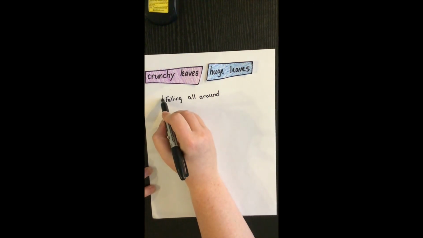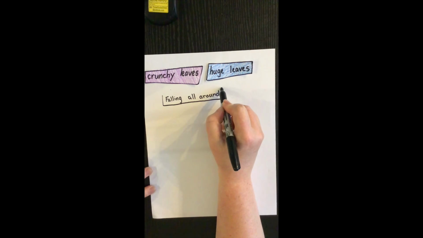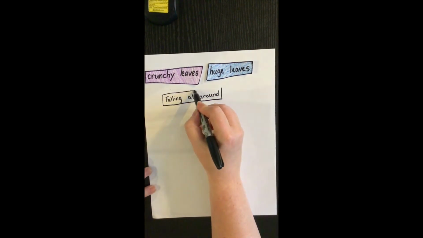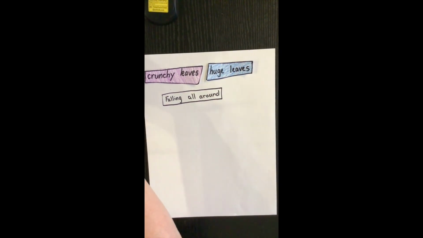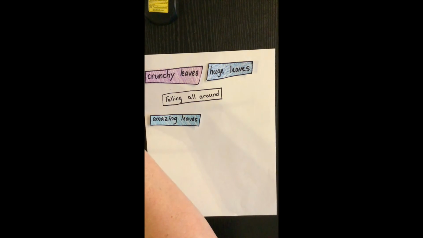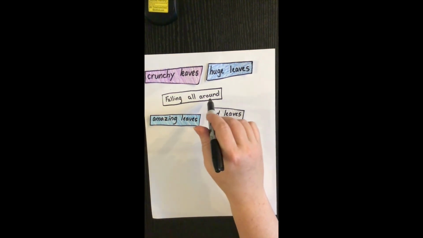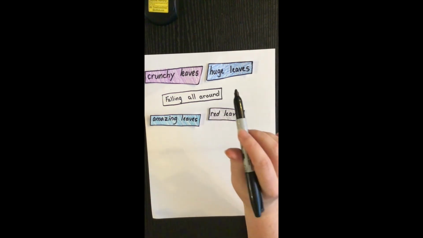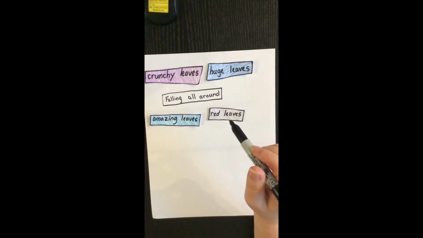And again, I'm going to put a box around this, not too big, because I'm going to have to cut it out and I don't want to take up too much of my art space. And then let's see, what else do I have? I have amazing leaves, red leaves. So I have falling all around. So a poem, I'm trying to think of a word that could rhyme with around. I'm thinking sound, ground, found.